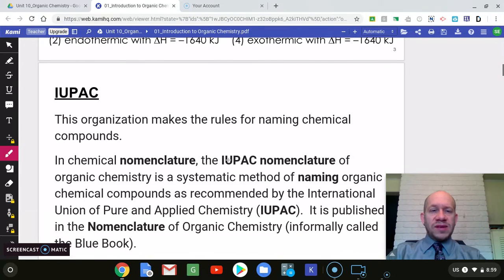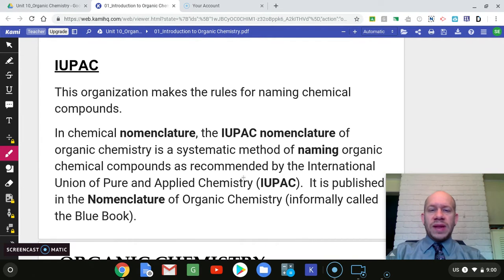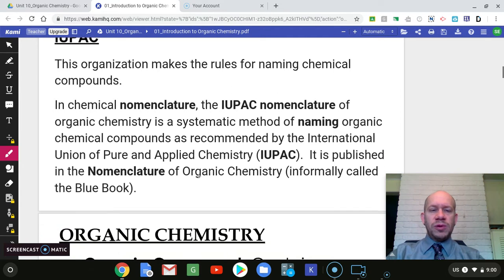So the IUPAC, as a quick reminder, this organization essentially makes the rules for naming chemical compounds. In chemical nomenclature, the IUPAC nomenclature of organic chemistry is a systematic method of naming organic chemical compounds as recommended by the International Union of Pure and Applied Chemistry. It is published in the Nomenclature of Organic Chemistry, informally called the Blue Book.